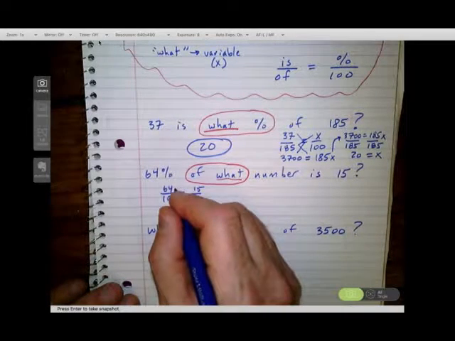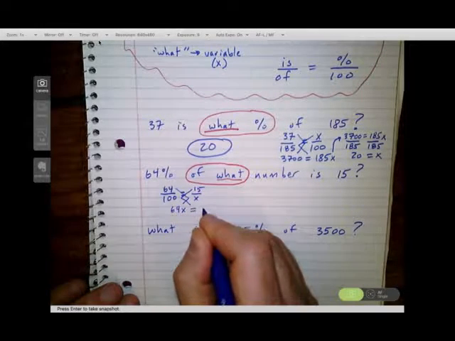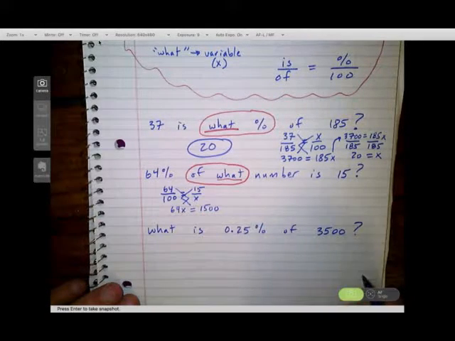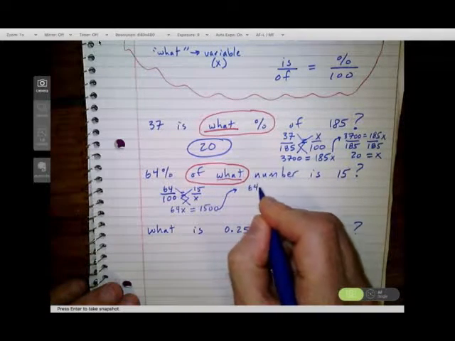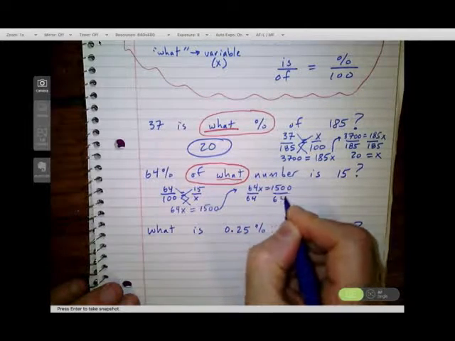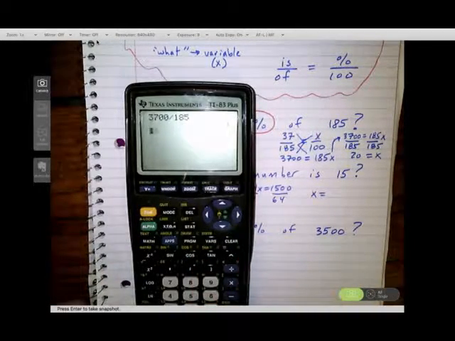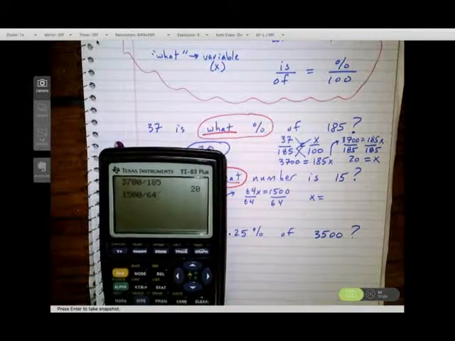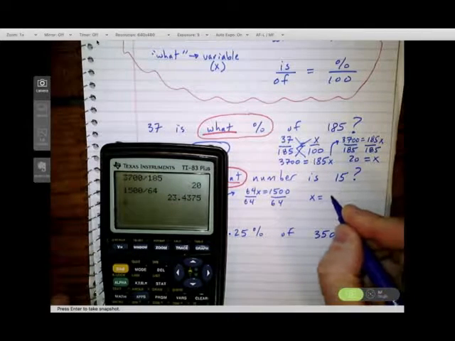Alright, so we'll cross multiply. We get 64x, and those two multiplied together give me 1,500. Let me write that up here again. 64x equals 1500. To solve that, I divide both sides by 64. I will do that on my calculator, and I will get my answer. So 1500 divided by 64 equals 23.4375. So again, without a calculator, this would have been a pain.